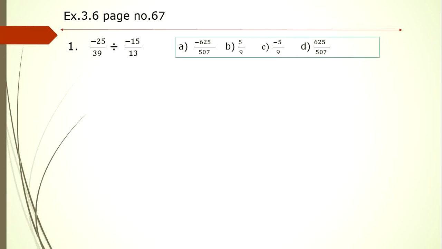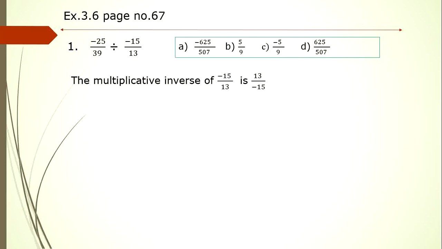Exercise 3.6, page number 67. Minus 25/39 divided by minus 15/13. And it's an MCQ question. Here the options are given in the rectangular box.